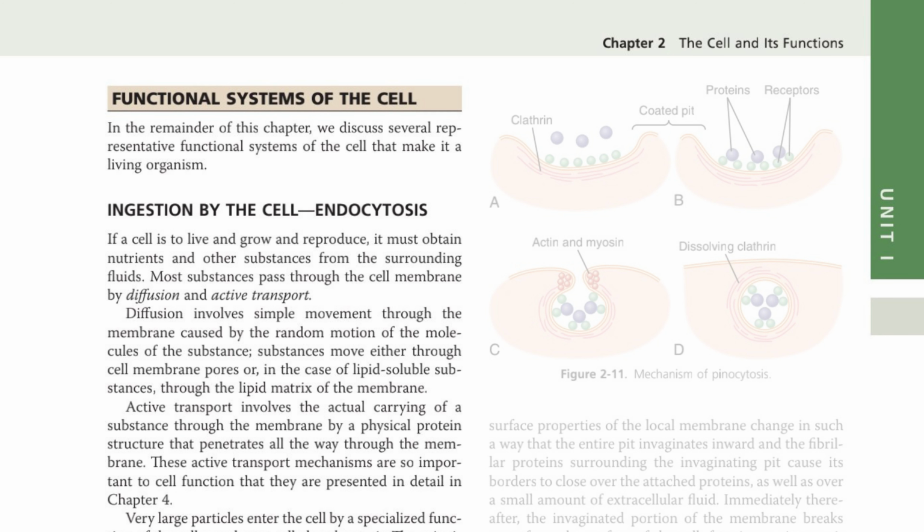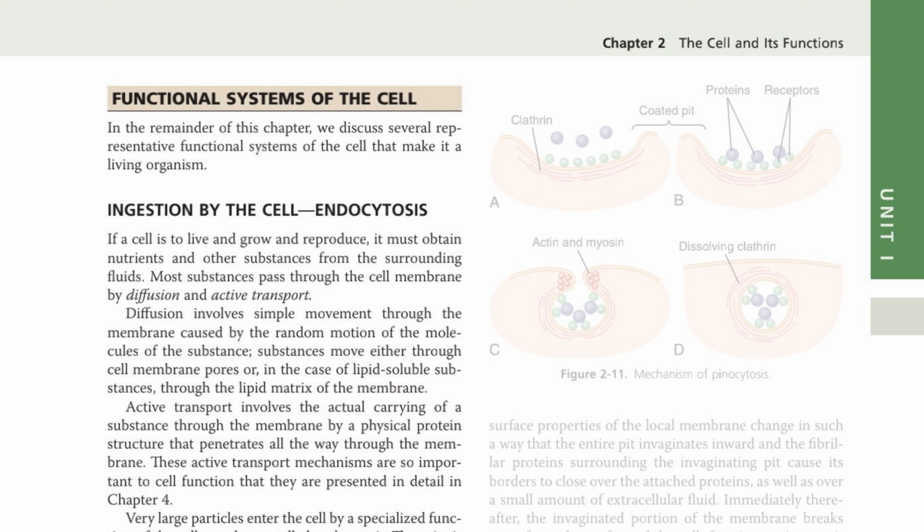Functional systems of the cell. In the remainder of this chapter, we discuss several representative functional systems of the cell that make it a living organism. Ingestion by the cell: endocytosis. If a cell is to live and grow and reproduce, it must obtain nutrients and other substances from the surrounding fluids.